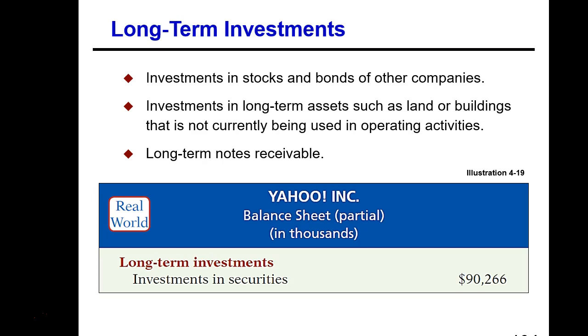So we may purchase land at a price because we feel like it's a good price, and because of development in that area, we know that the land value will go up pretty soon. So we're just going to hold that land, and our intent is to sell it at a later date. Or if a customer owes us money and we give them a time frame longer than one year to pay, that's known as a long-term receivable. So on our balance sheet, we're going to list all of our long-term investments in this section of the balance sheet.